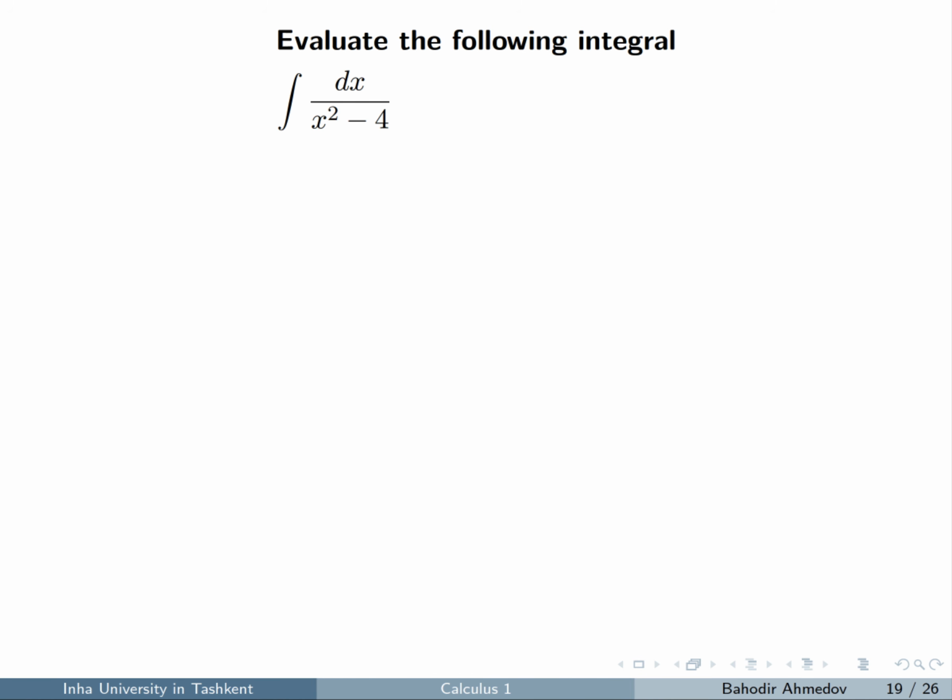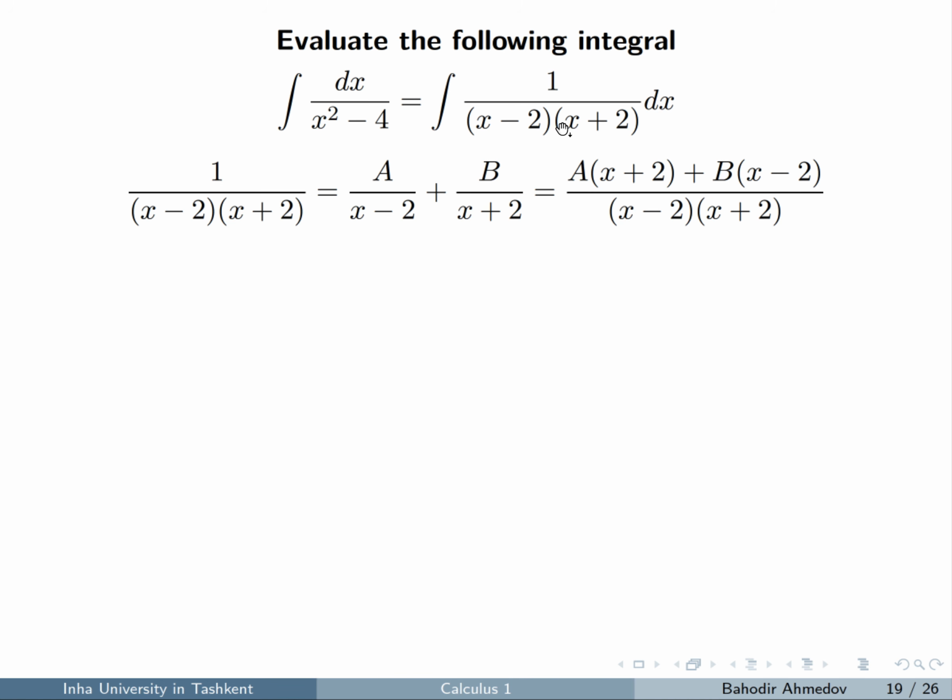We're given the term dx divided by x squared minus 4. The first step is to write x squared minus 4 as a product of linear factors, right? So now we can write this rational function as some constant divided by the first factor plus a constant divided by the second factor, right? We want this rational function to be equal to this one, right? So by taking the common denominator, we can write this like this.